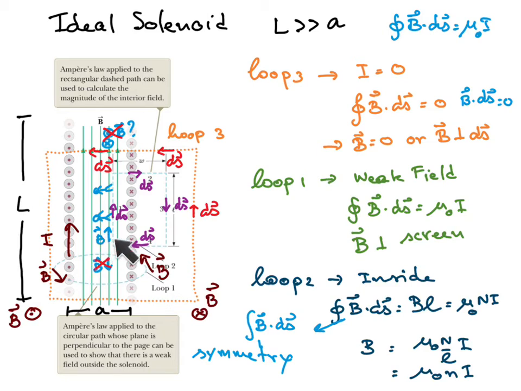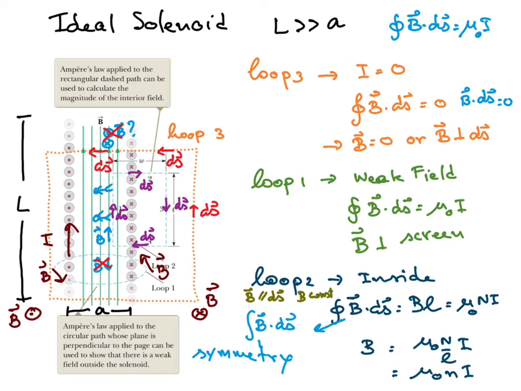So b inside the solenoid must point in this direction. And we also know that b must be identical at every point on this section of loop number 2. So when we do the integral here, we know that b is parallel to ds, and also that b is constant.